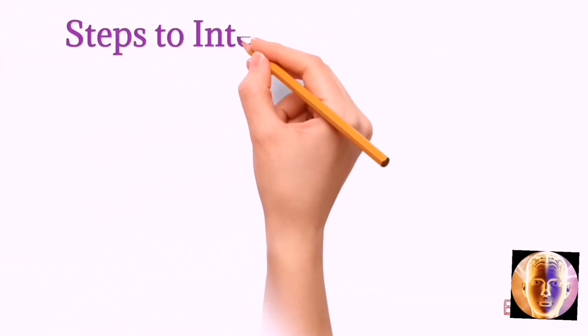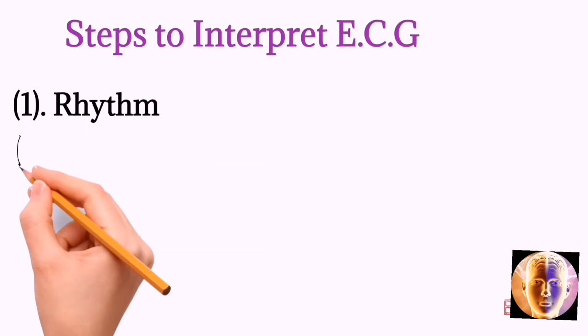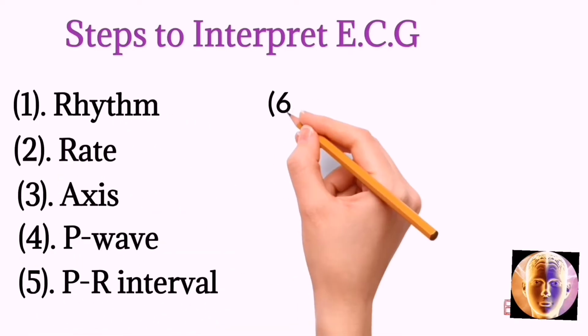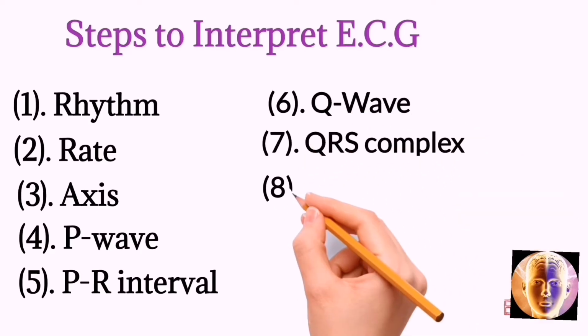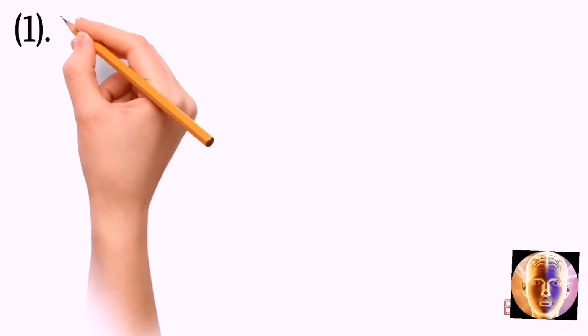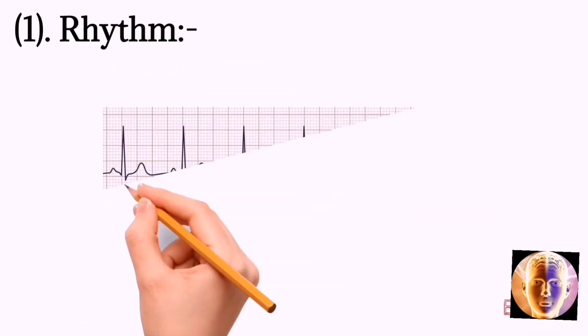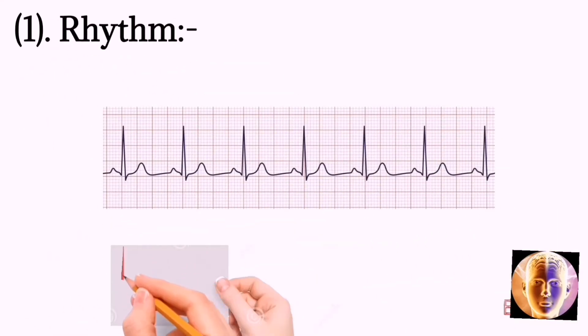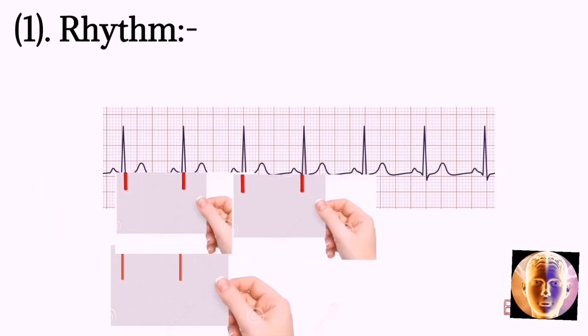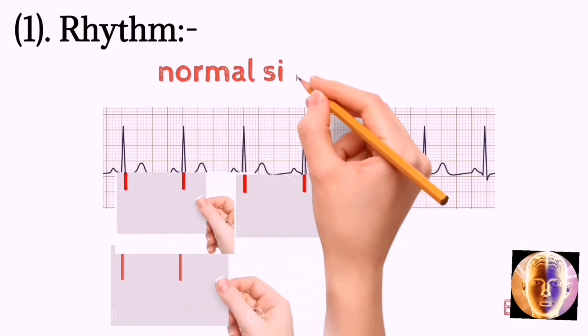Steps to interpret ECG. These are rhythm, rate, axis, P wave, PR interval, Q wave, QRS complex, QT interval, ST segment and T wave. First step is rhythm. This is an ECG strip. Take a piece of paper and put a line on it. Then measure the R to R distance. If the RR waves are equidistant and the P wave is followed by the QRS complex, then this is normal sinus rhythm.